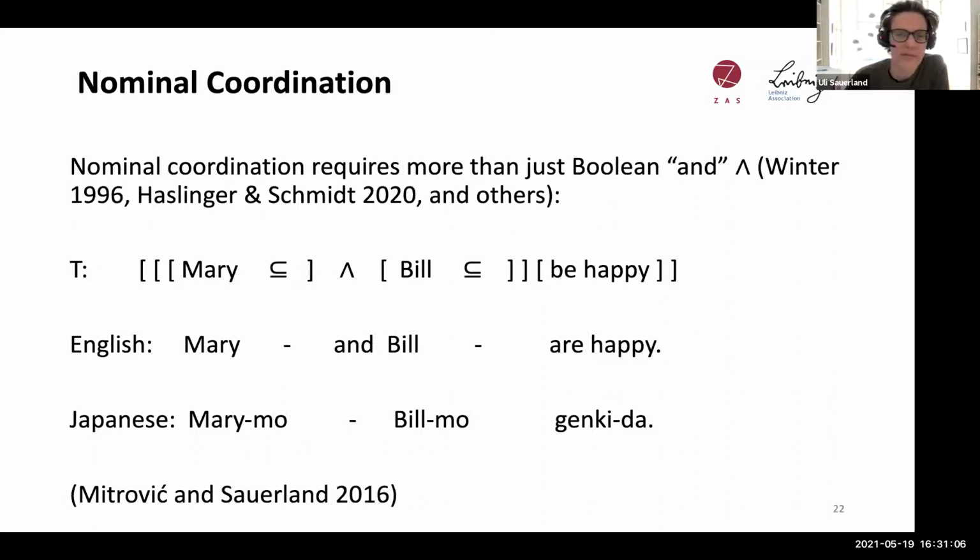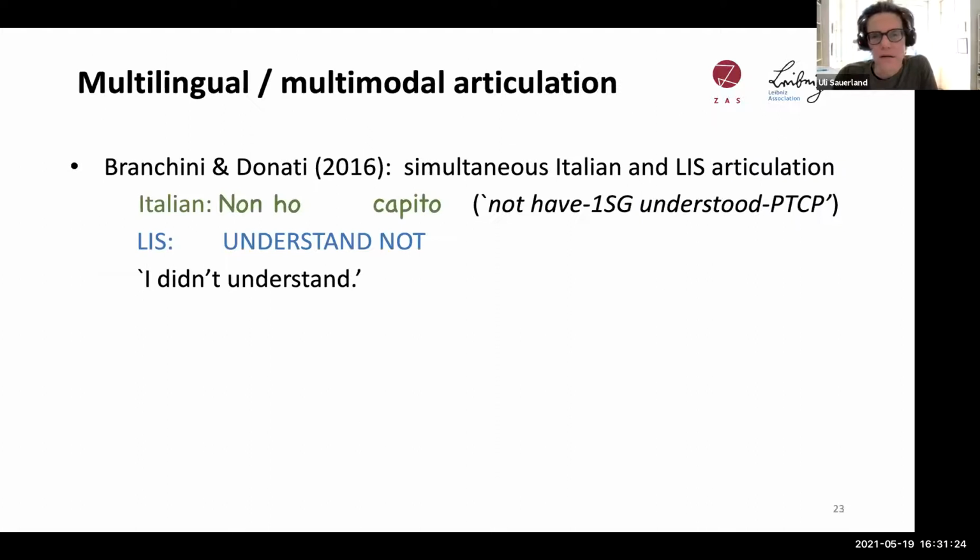So that would be a way of arguing that in this Mary and Bill kind of structure, the underlying thought representation would have an additional operation as part of it. I don't know, maybe.